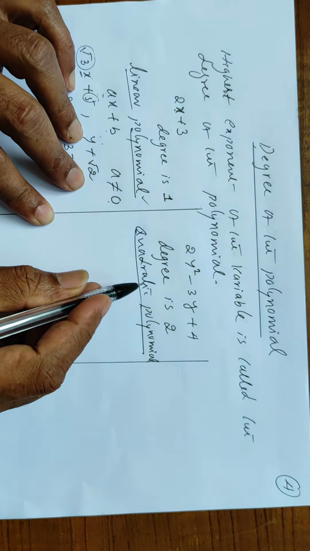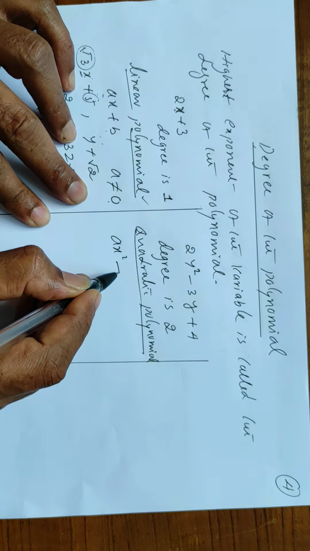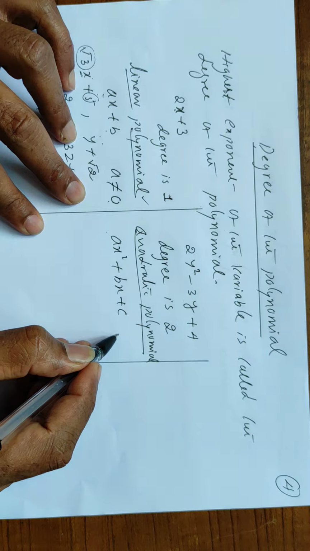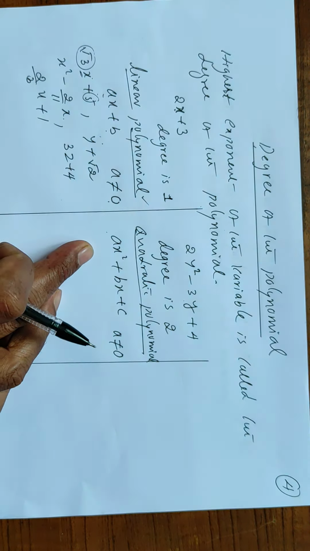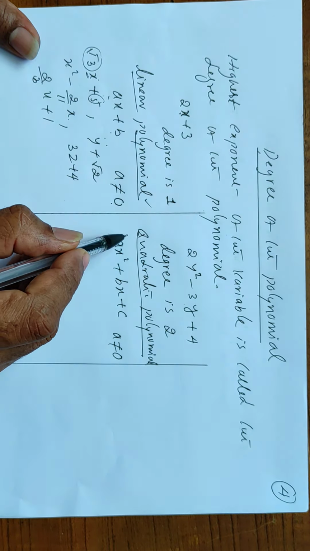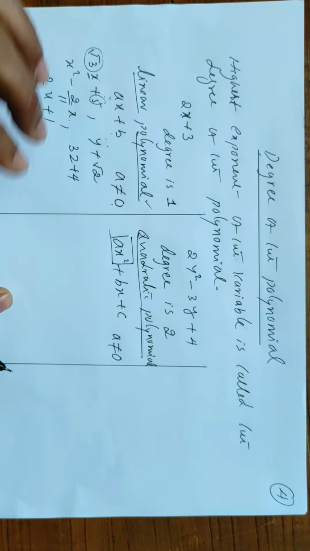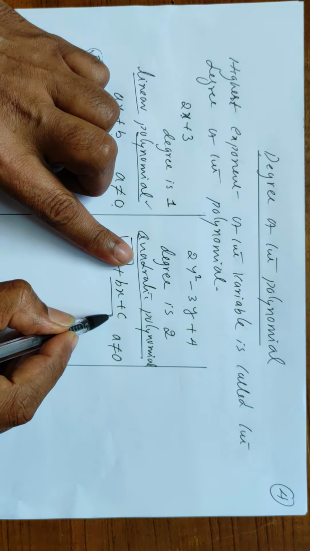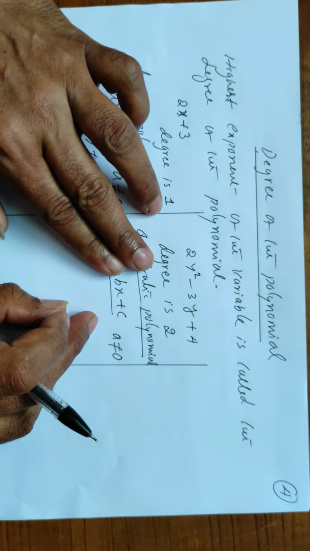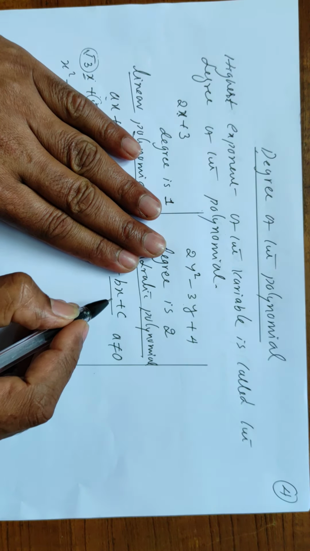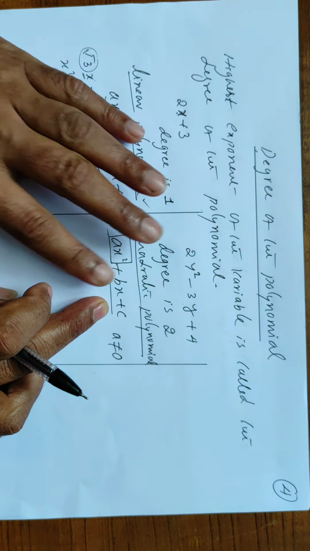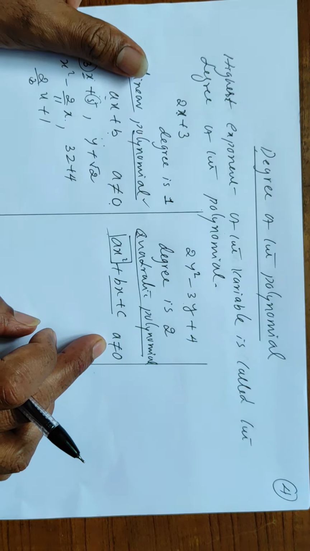A quadratic polynomial will be of the form ax square plus bx plus c, where a is not equal to 0. Once again, if a becomes 0, what happens? The first term will disappear. So we are left with bx plus c, which becomes a linear polynomial. Because when the first term is not there, the highest exponent becomes 1 and it becomes a linear polynomial. Therefore, a is not equal to 0.